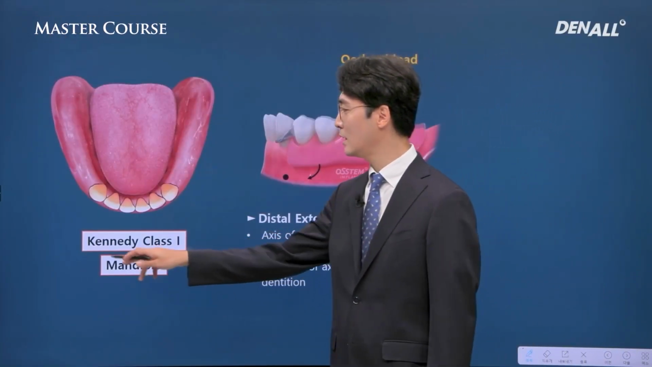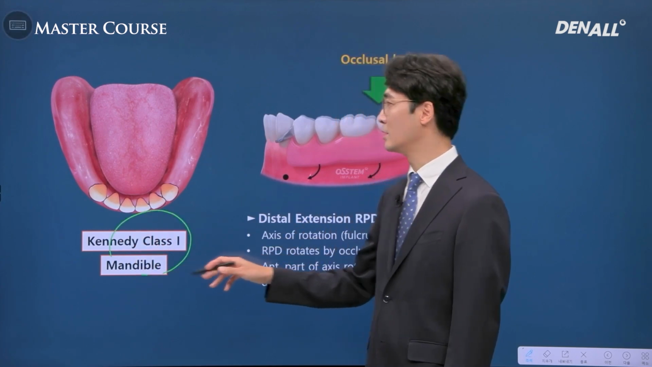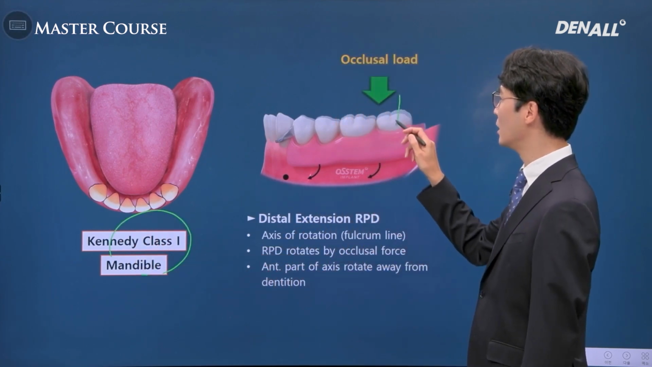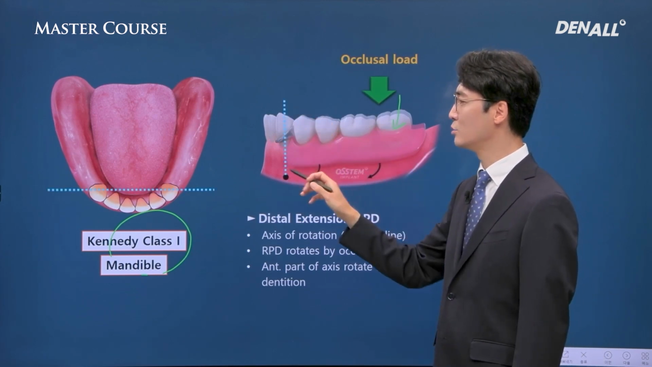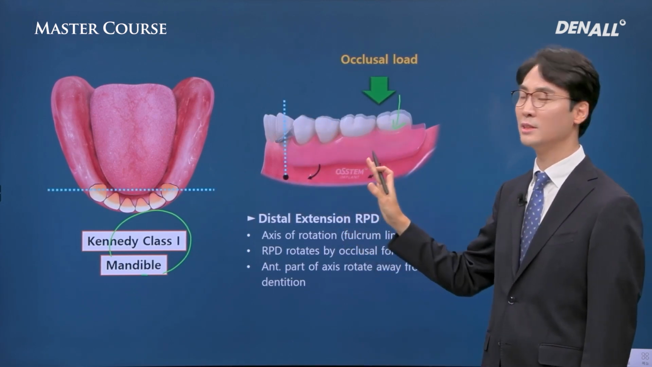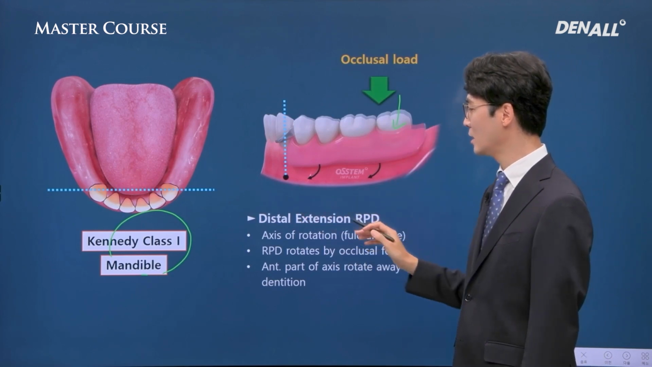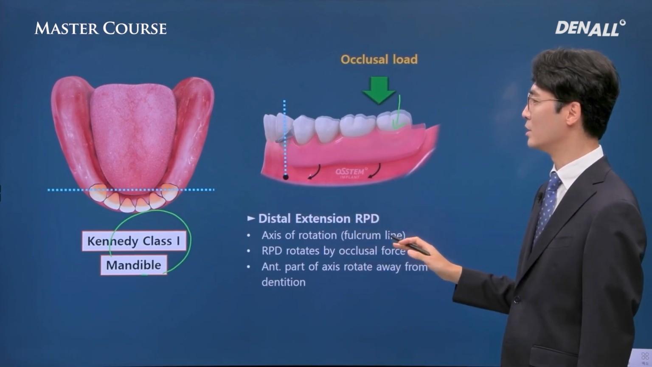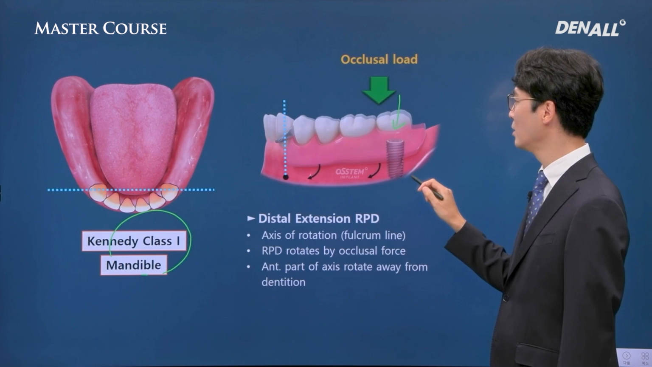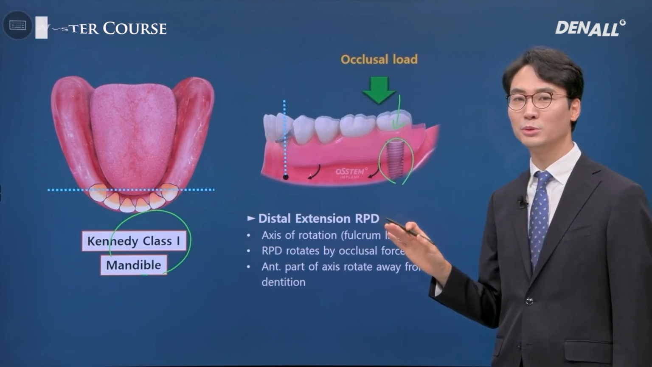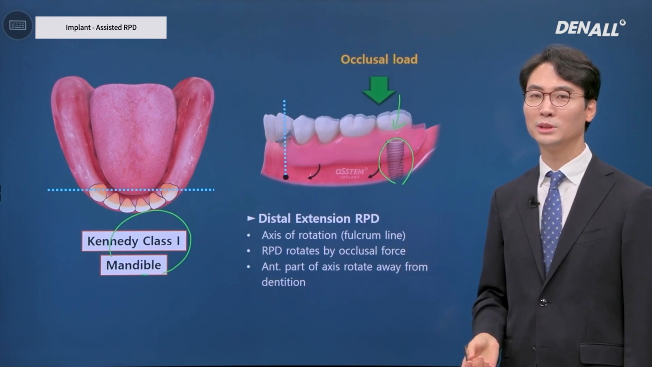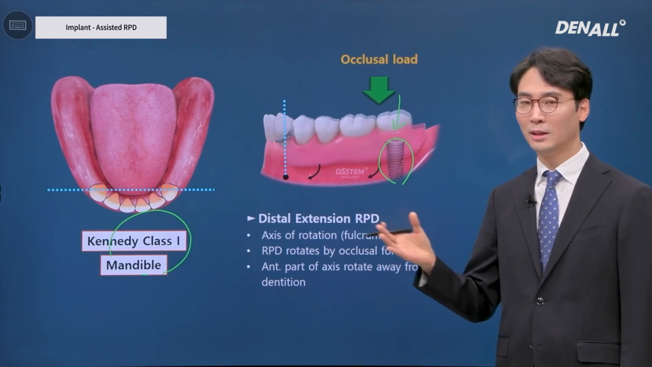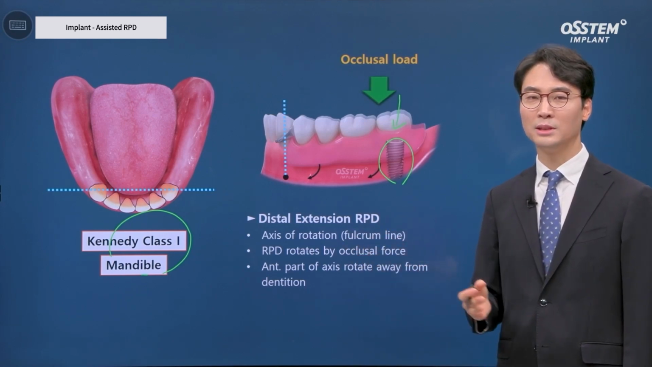IARPD, especially in lower Kennedy class 1 patients, as functional load is applied from the fulcrum line, rotation occurs and there can be many discomforts associated with it. In order to prevent such problems, implants are placed in the posterior area to provide more retention support and stability. That is the beginning of Implant Assisted RPD.